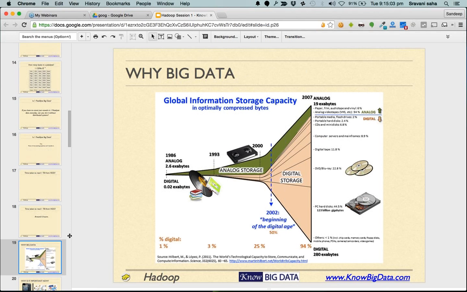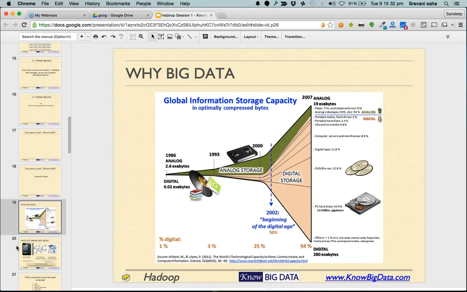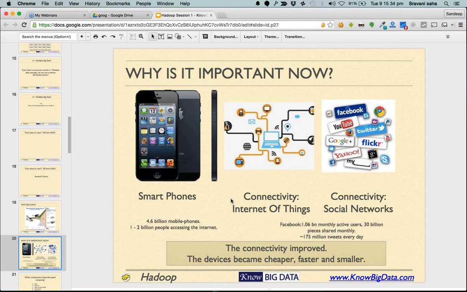So why big data? Because data storage has grown exponentially after 2002, which is known as the digital age. This graph shows two parts: analog storage, as in data stored by traditional means, like paper, videotapes and cassettes. Digital storage is something like hard disk, USB, and others. After 2002, data accumulation became very high.